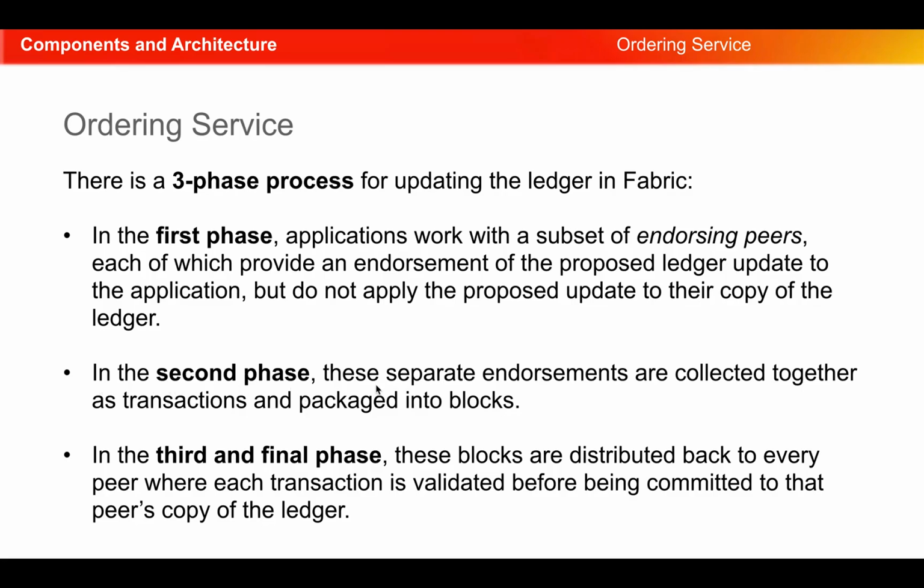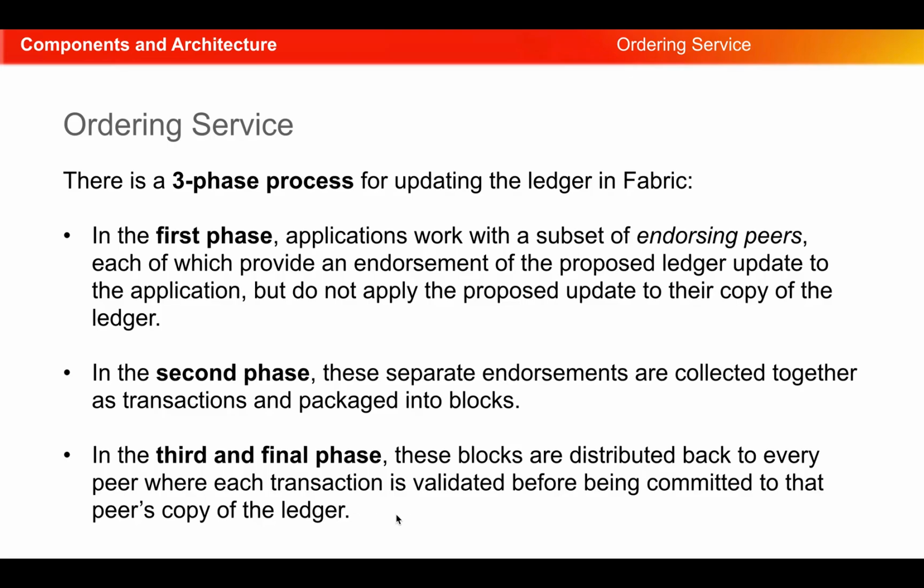In the second phase, these separate endorsements are collected together as transactions and packed into blocks by the orderer. In the third and final phase, these blocks are distributed back to every peer, where each transaction is validated before being committed to the peer's copy of the ledger. As I said, in the first phase, when the proposed ledger update goes from the peer to the application, at this point the peers don't update their ledger.